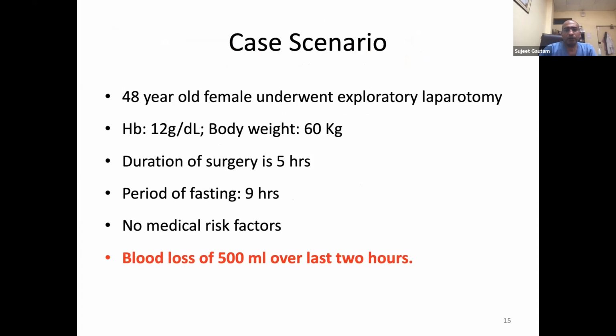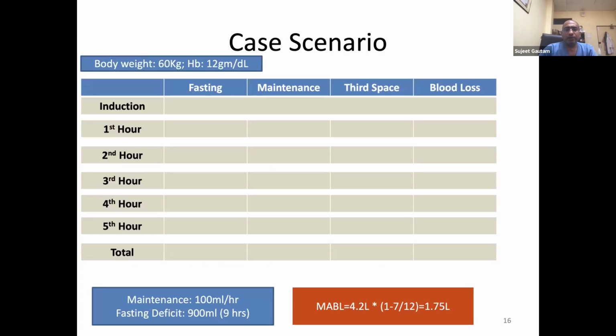Now, let us quickly go through a case scenario which I have formulated based on the concepts which I have discussed just now. Let us consider this 48-year-old female who underwent exploratory laparotomy. Her hemoglobin is 12 grams and body weight is 60 kg. 5 hours duration of surgery and period of fasting 9 hours, no medical risk factors, and blood loss occurred 500 mils over the last 2 years. So it is really helpful if one maintains this kind of a chart, especially for long duration surgeries like 5 hour, 6 hour surgery.